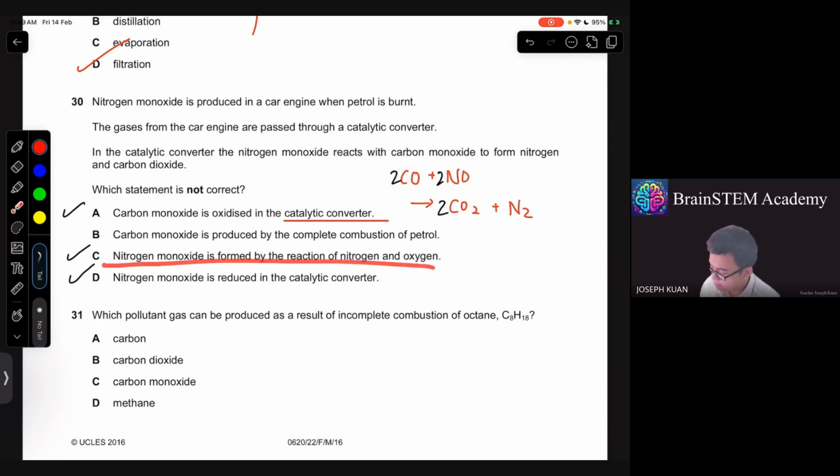Nitrogen monoxide is formed by the reaction of nitrogen and oxygen, okay, because of the high heat in the car engines that provides sufficient activation energy for them to react to form nitrogen monoxide. However, B is incorrect because carbon monoxide is produced by incomplete combustion of petrol instead.